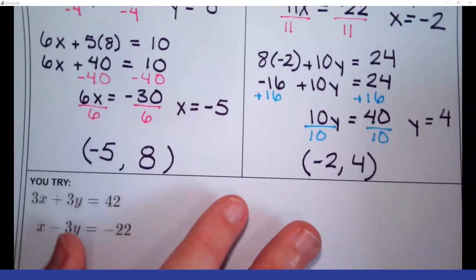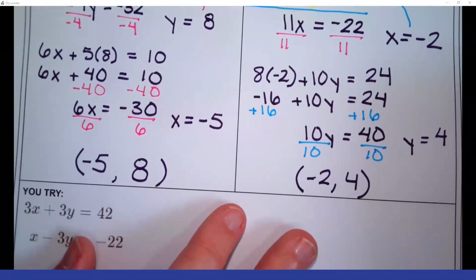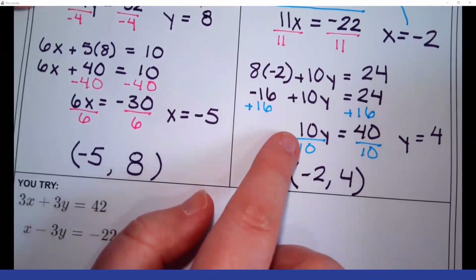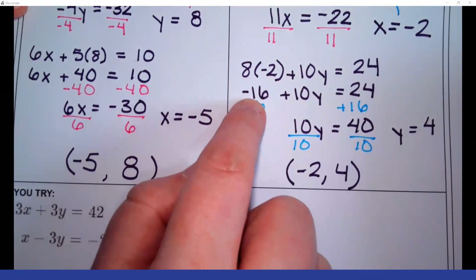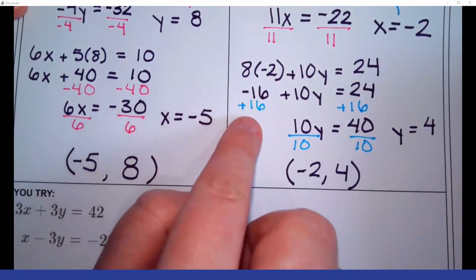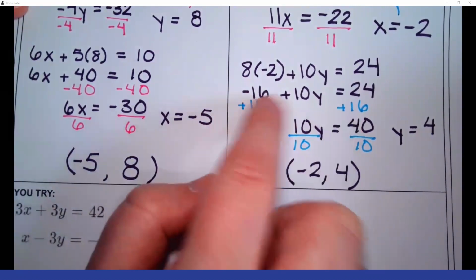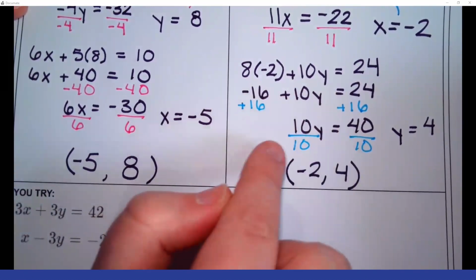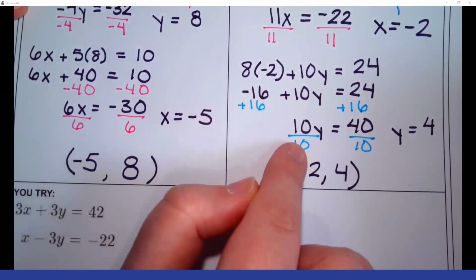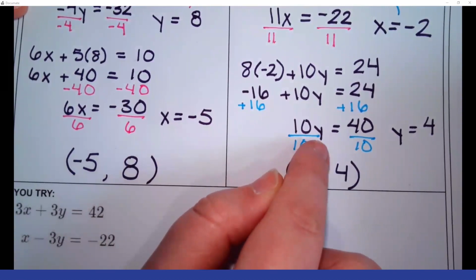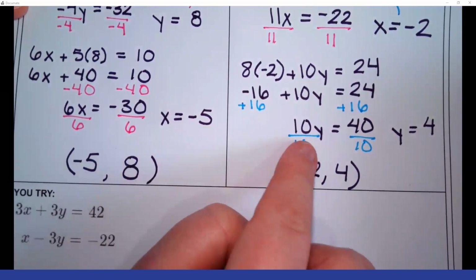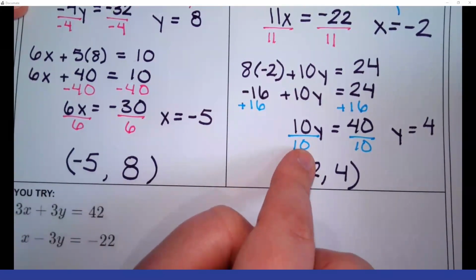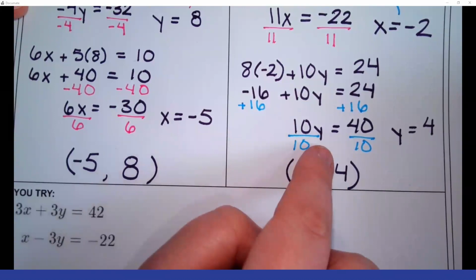You don't divide by the number that you plug into the problem, like 8 times. You multiply 8 times negative 2 to get negative 16. And then we move that to the other side by addition or subtraction. The number you're going to divide by at the end is what's still attached to the variable that's left. So here we're dividing by 10 because that was the number still left on the y.